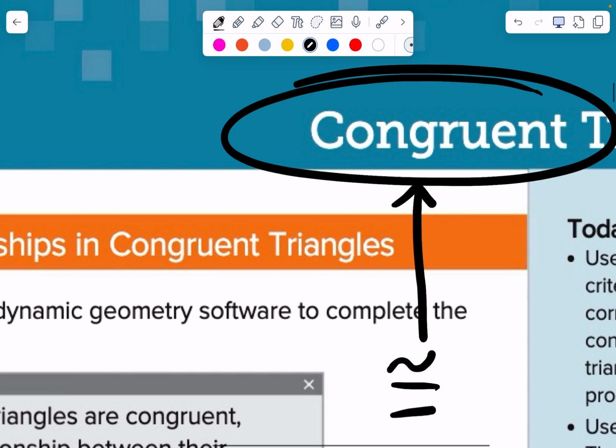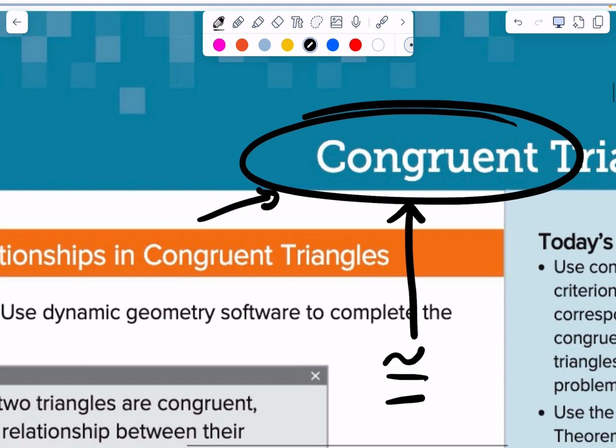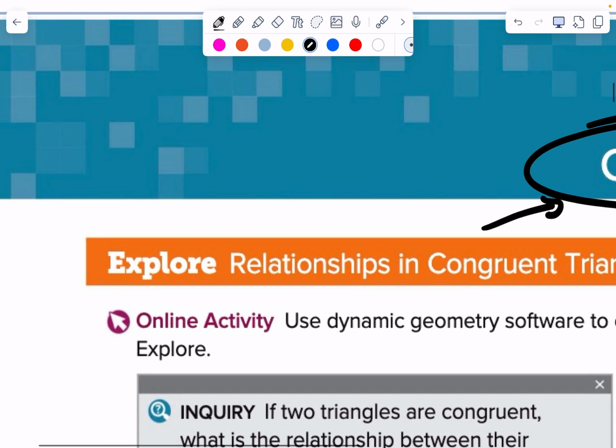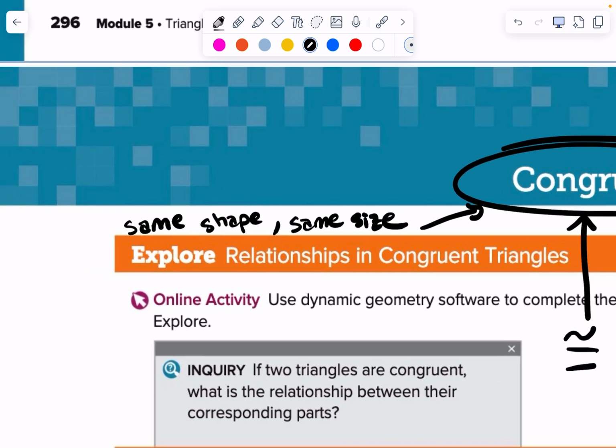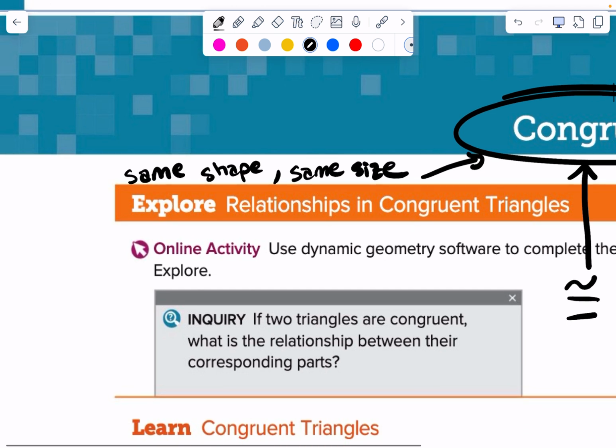Now, what does congruent mean? The same what? Okay, both of those: same shape and same size. Both of those things have to take place in order for something to be congruent, right? Same shape, same size, exactly, right?